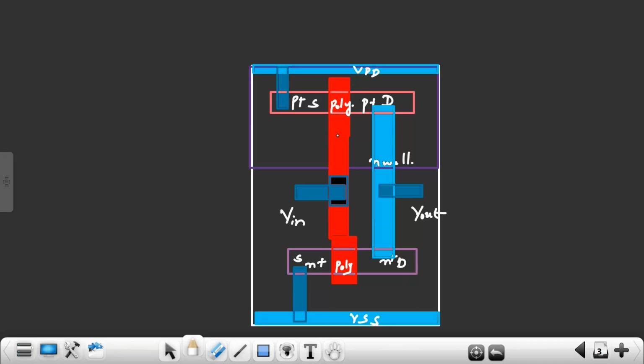So here red color is polysilicon. This pink color is your P plus region. And blue color is metal layer M1. This is also M1. This is two-dimensional top view, right? It is two-dimensional top view of a CMOS.